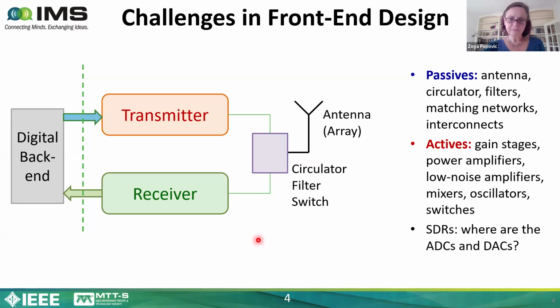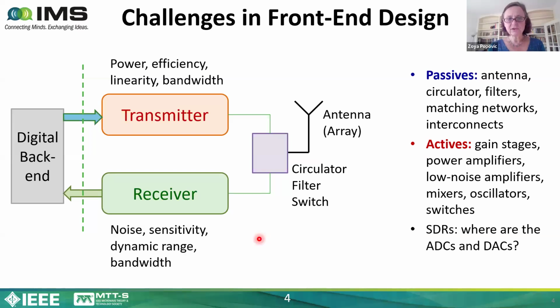But generally, there are some challenges. On the transmitter side, the challenges are power, efficiency, linearity, and bandwidth, and it's very difficult to get all four of these at the same time. So there needs to be trade-offs in design. On the receiver side, it's noise sensitivity, dynamic range, and bandwidth.